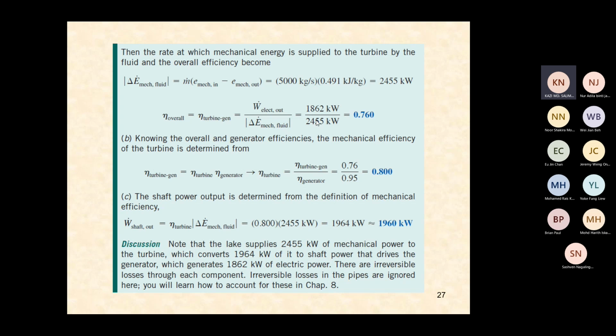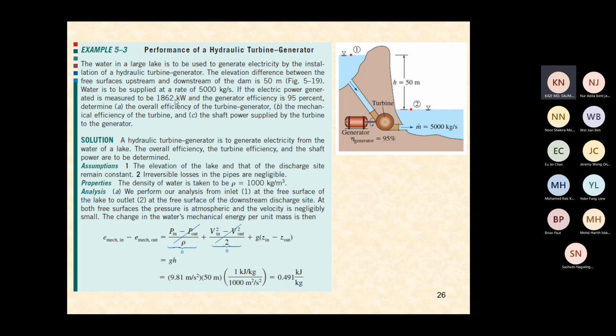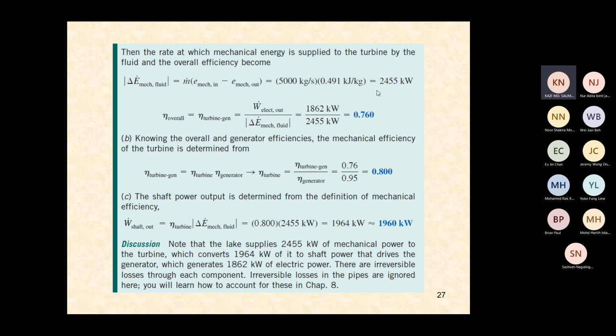Then we divide this by this value, because the data is already given: 1862 kilowatt power generated. So we calculated this, and the ratio gives us the overall efficiency. Once we know the overall efficiency and the generator efficiency, the turbine efficiency can be calculated. That is eta turbine times eta generator. The generator efficiency is given here, 95%. So the turbine efficiency can be calculated, which is something like this.